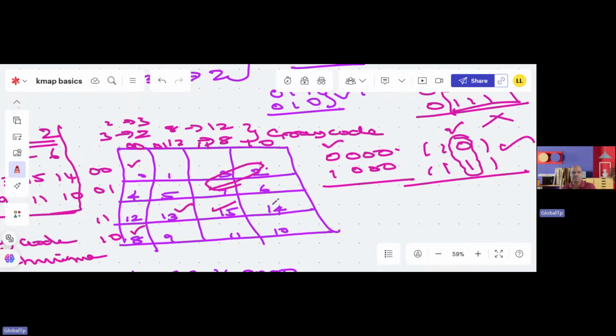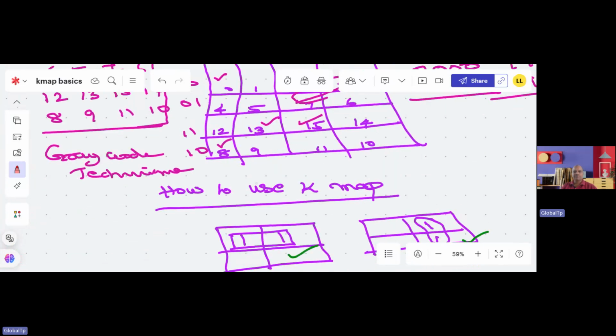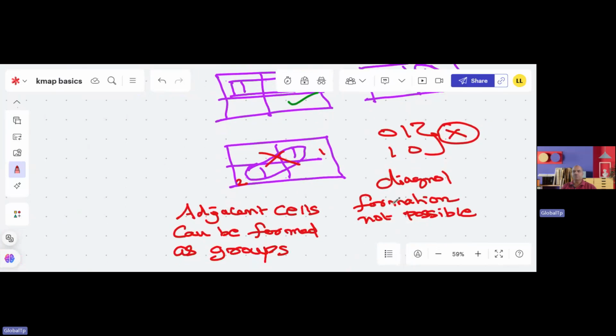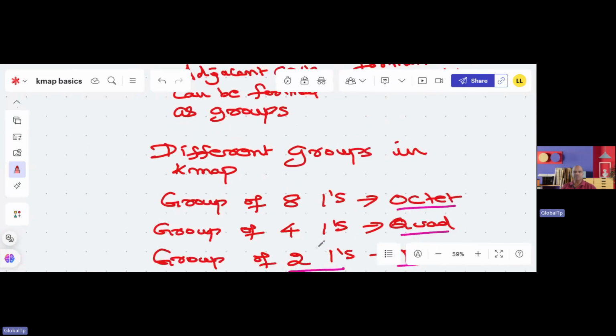After this combination, if you compare any adjacent cells, you will get only one variation among the variables. Diagonal combination is not possible in the Karnaugh map, since a diagonal combination will give more than one variable change. That is, usually we will not follow diagonal combinations. How to use the Karnaugh map we will see. Adjacent cells will be considered and diagonal cells are not considered, due to the policy of only one variable change.